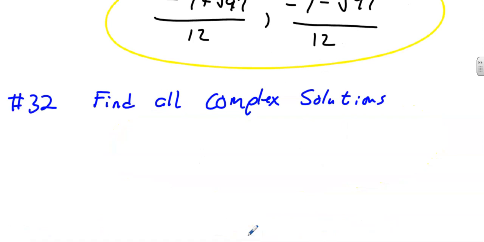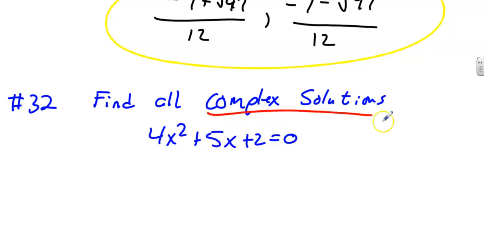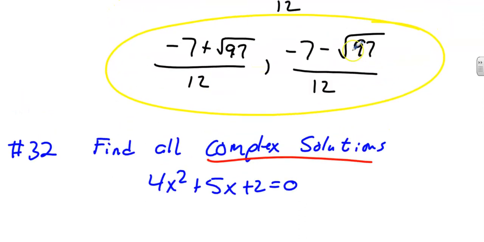Okay, in 32, it says find all the complex solutions. It's the exact same problem. Still going to use the quadratic formula for this one. The only thing that they're telling you is that by finding the complex solutions, that means that when you do the square root of this number at the end, it's going to be negative, which means we're going to have to use the i variable. It still works the exact same way.